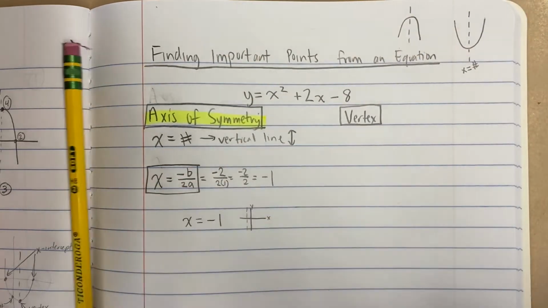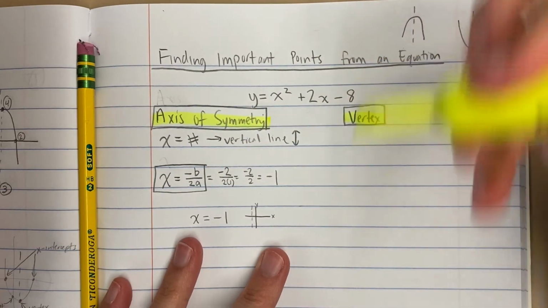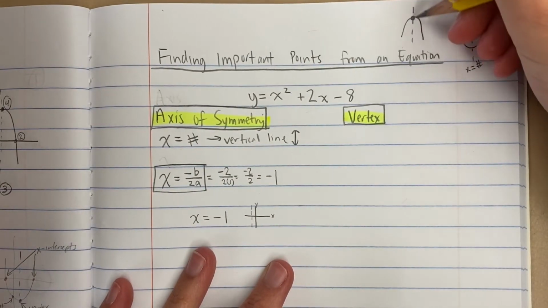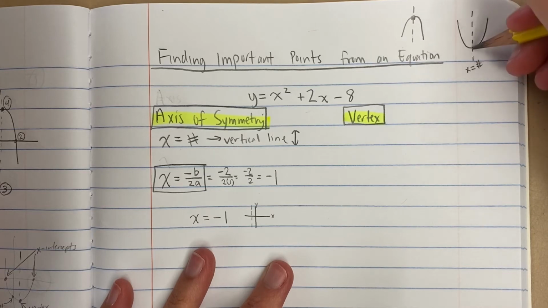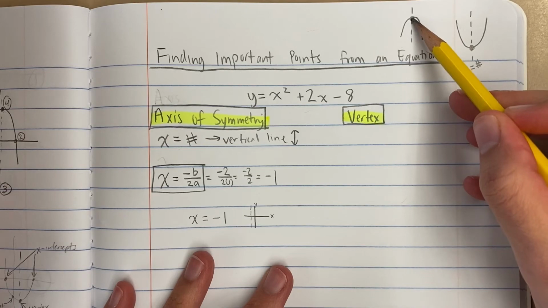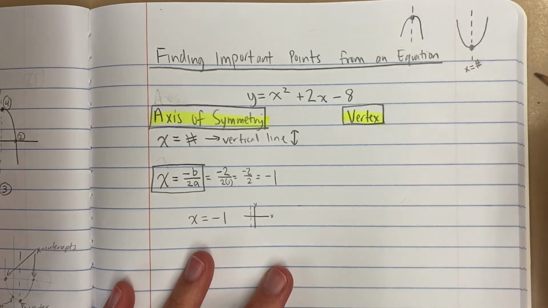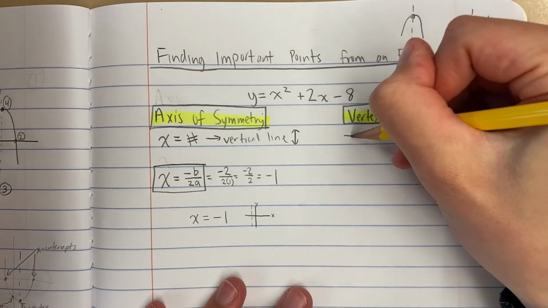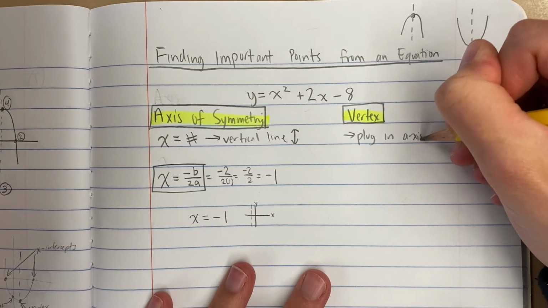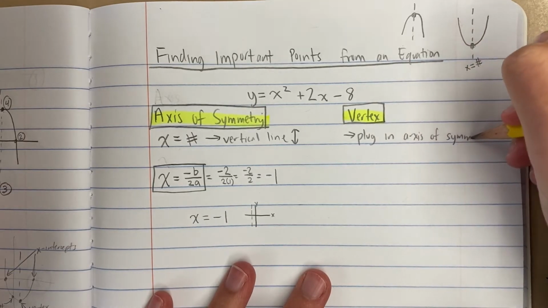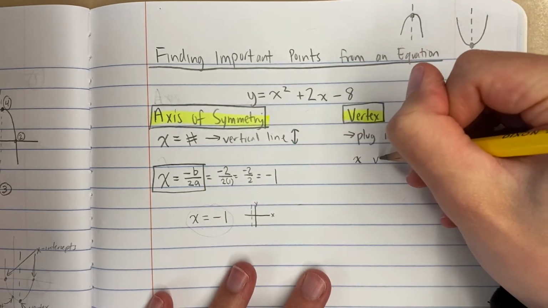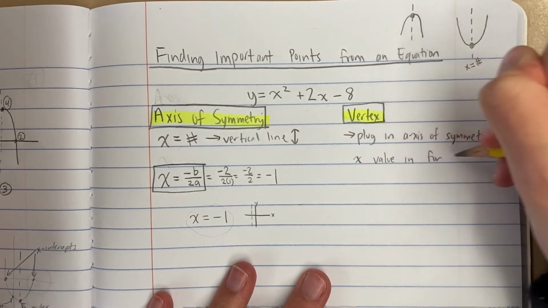of this parabola. Now here's the thing about the vertex. The vertex is on the axis of symmetry. Like in this picture, here's the vertex right here. It lies on that line. Here's the axis of symmetry, here's the vertex. So I just found this x value, and what I need for the vertex is a point. I need an x and a y value, so I'm going to plug the axis of symmetry x value that I just found in for x in the equation.